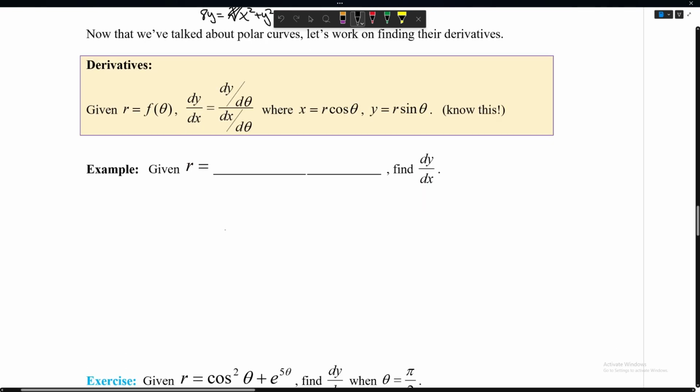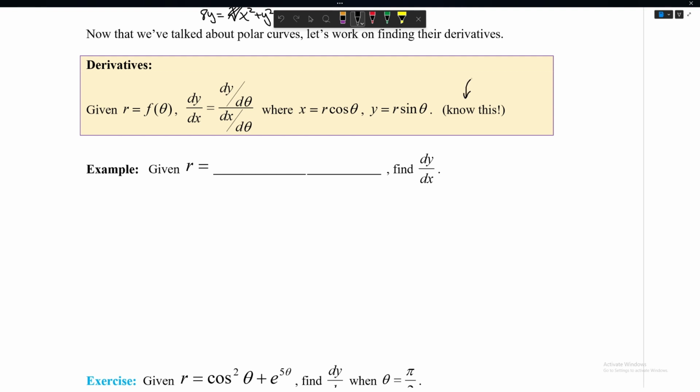Okay. So here, given this, it's saying know this. What am I supposed to know? There is nothing to know. We did this in the last lecture: dy over dx is your dy over dt all over dx over dt.